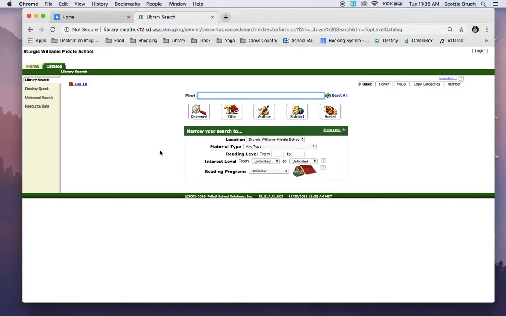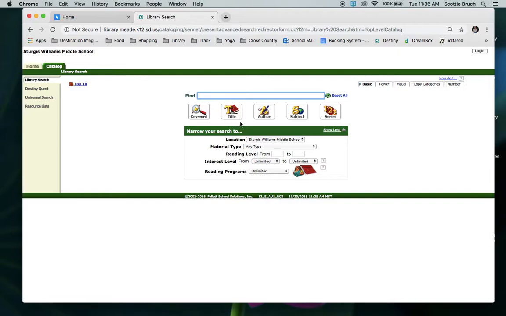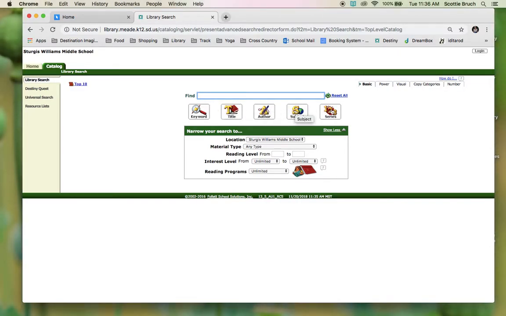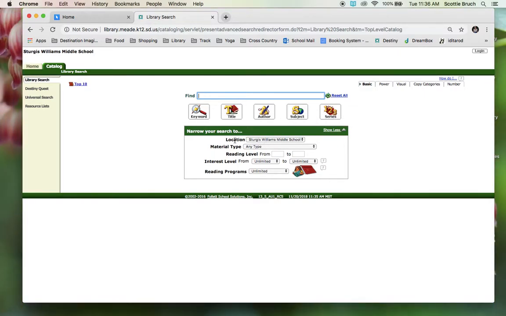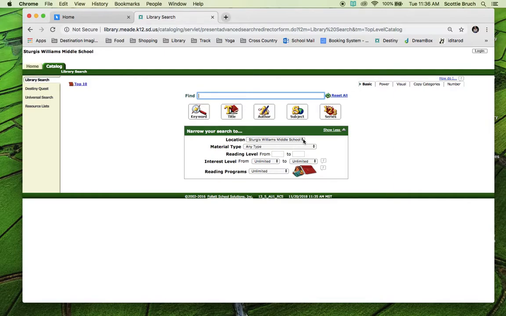So this is your basic search screen, and you can see that it's basic because right over here, it tells you that it is. And it just gives you this one search bar. Now, it does give you a couple of other things as well, like you can do a keyword search or a search for a title if you know the exact title of the book, or the author, or a subject, or a series. Also, you can see down here that you are looking right now only at Sturgis Williams Middle School to see if we have that book.